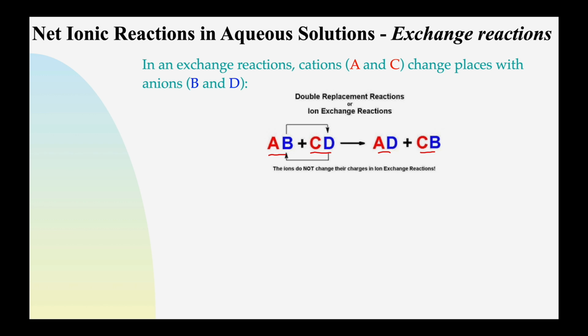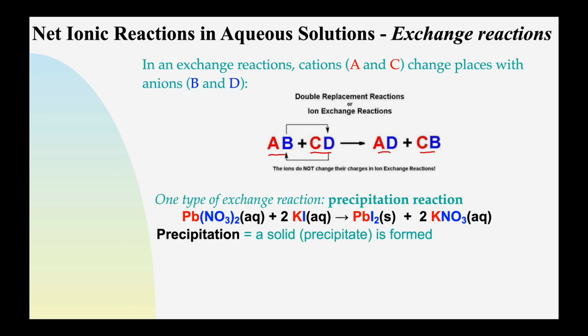There are three types of these exchange reactions we're going to see in this lab. And the first one is called a precipitation reaction. A precipitate is just a chemist's expression for when a solid forms. So in this reaction right here, we have lead(II) nitrate reacting with potassium iodide, and the cations are the red ones, the Pb and the K. And they're going to trade places. So you can see on the product side, now we have lead(II) iodide. Lead is dancing with iodine. And we also have potassium nitrate. Potassium is now dancing with nitrate.